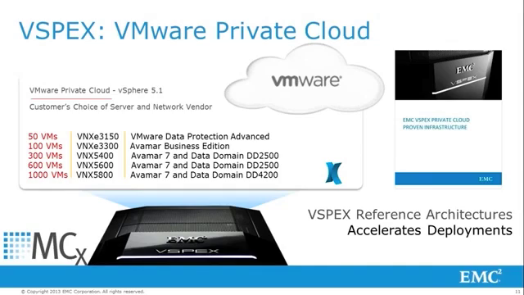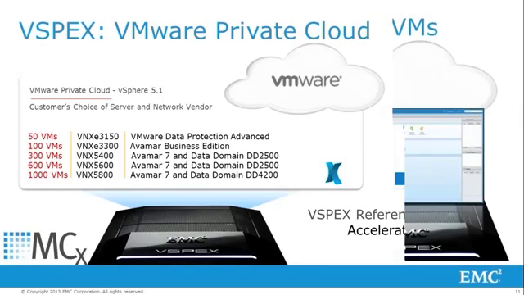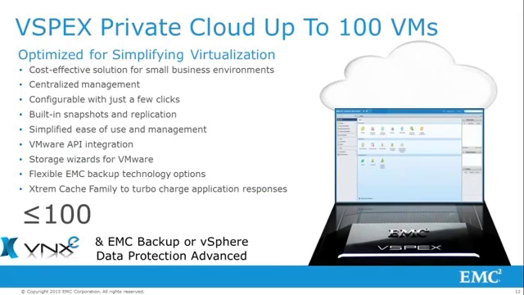VSPEX and VNXe and next generation VNX are sized from 50 virtual machines up to 1,000 virtual machines. Each reference architecture is sized with your choice of network and server and the appropriate VNX and EMC backup products, and are documented in proven infrastructure guides for easy deployment. EMC's larger configurations will scale up to 1,000 on EMC next generation VNX.